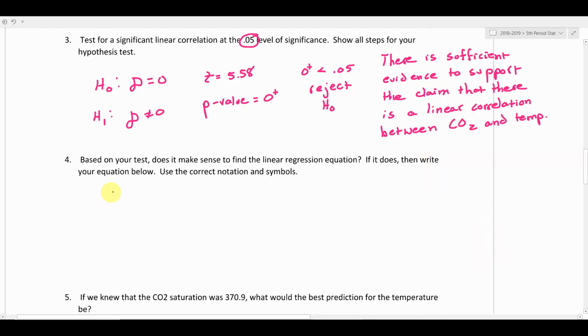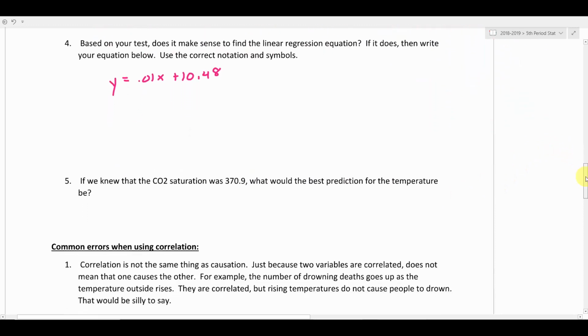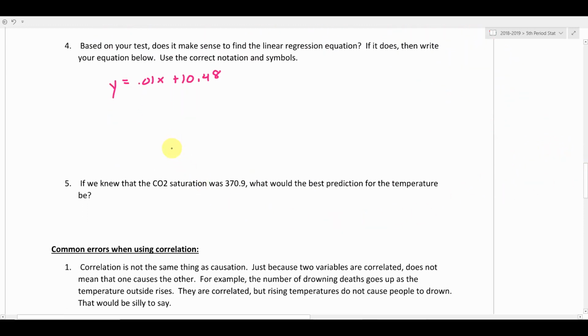Okay, so I'm going to go and write my equations. We're going to say y equals 0.01x plus 10.48. So this becomes a model that we can use to make predictions. So if the CO2 level is this, then the temperature could be this, okay? So that's what we would use this equation to do, and this is how statisticians and mathematicians make their models to try and predict what's going to happen in the future, all right?